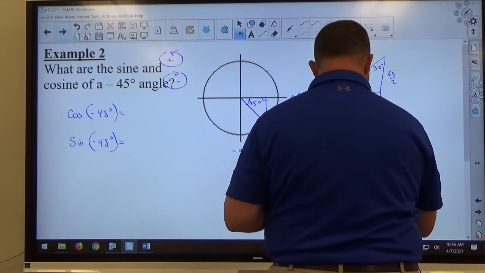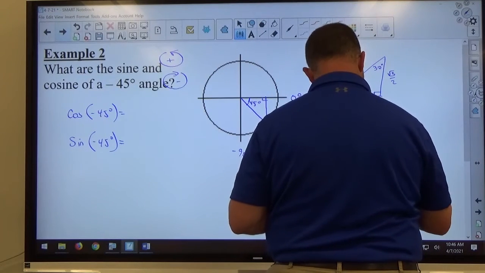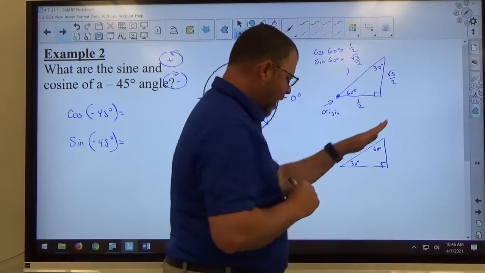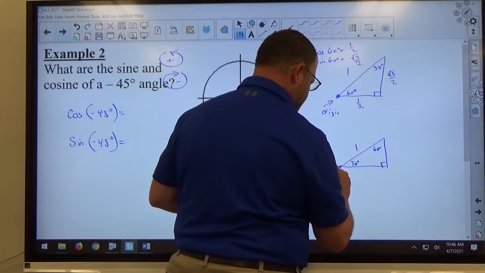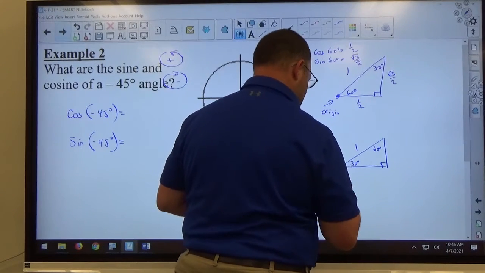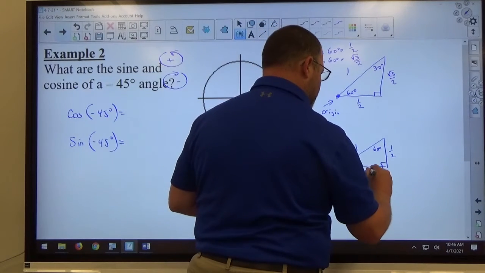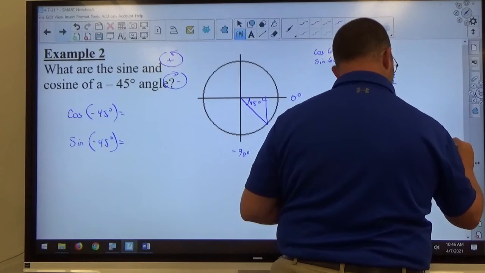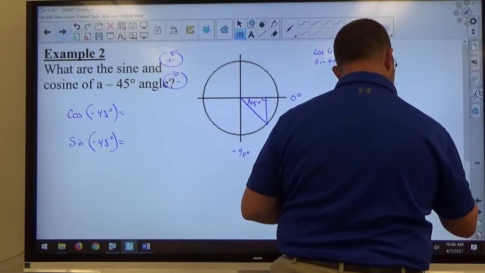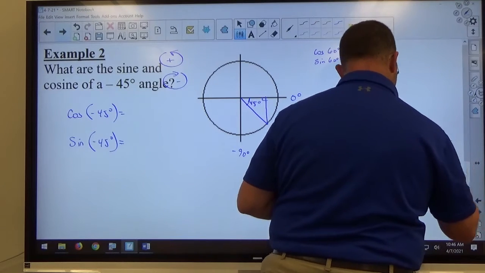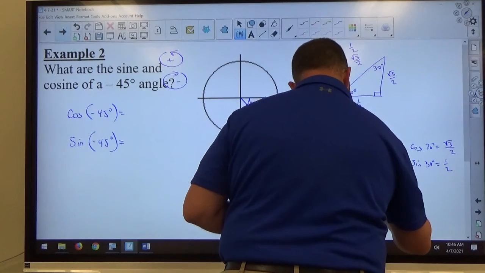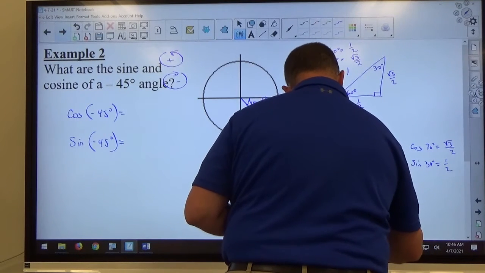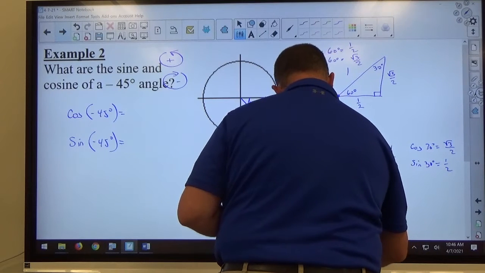If I have a 30, 60, 90, where the 30 is the origin angle, again, the hypotenuse is 1, this is the origin. This is 1/2, this is the square root of 3 over 2. So the cosine of 30 degrees equals the square root of 3 over 2. The sine of 30 degrees equals 1/2. Then we got our 45, 45, 90. That's 45, that's my origin angle.